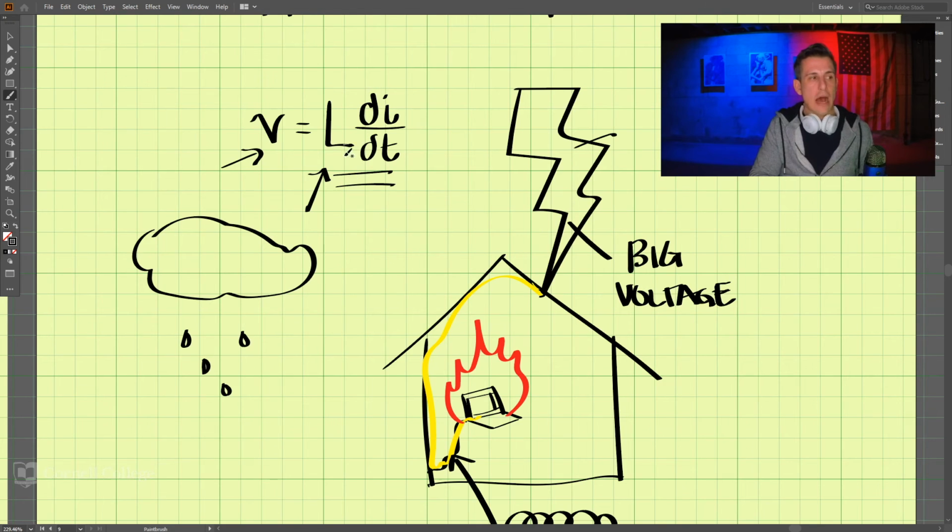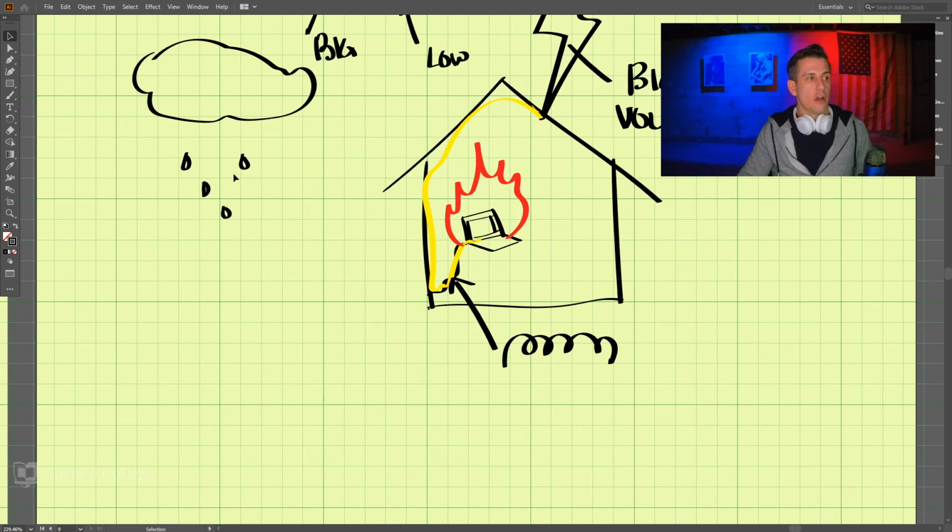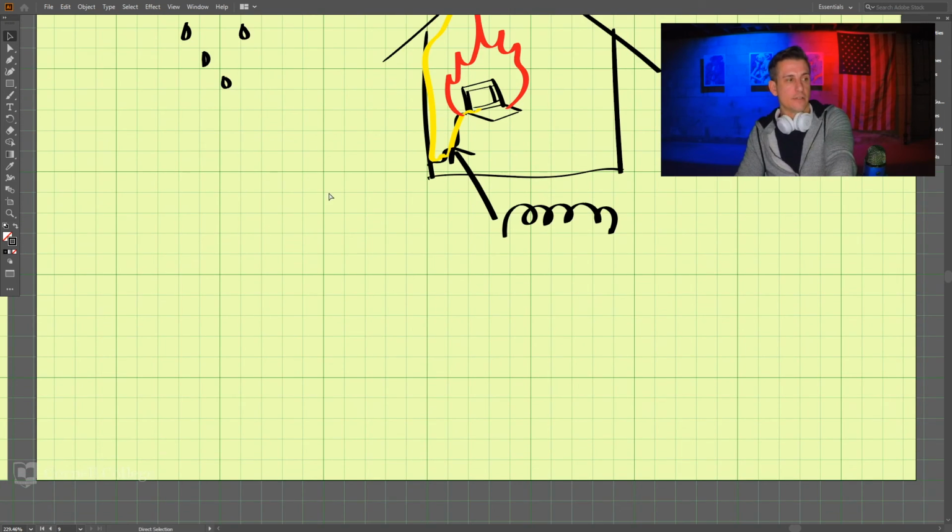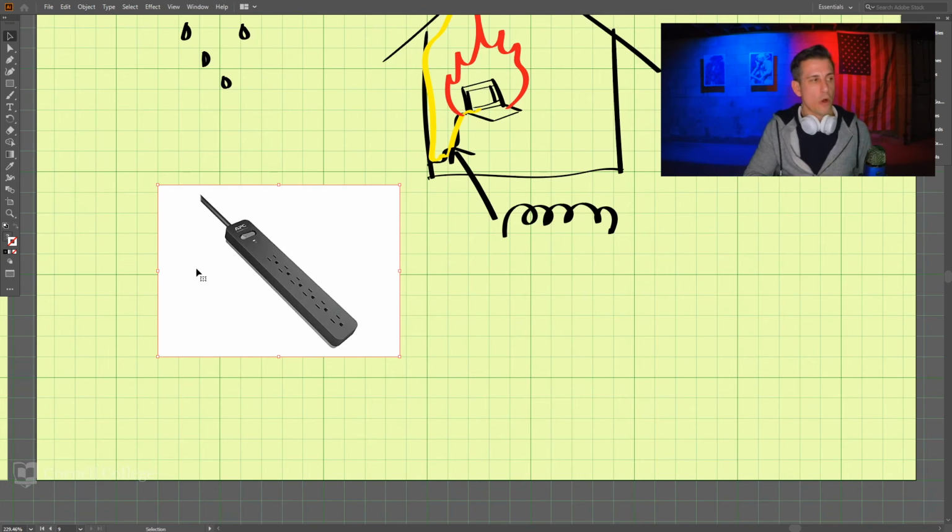We can slow down the current. So if we have a big inductance, this can make the change in current low or small. If the change in current is small, then we don't break our equipment. This does not happen. And if you take a look at these, this is what we call a surge protector.